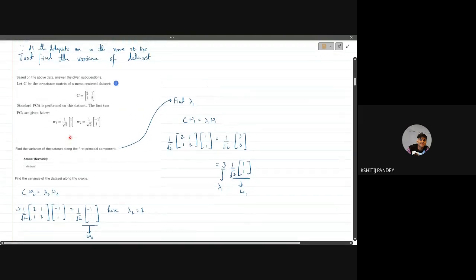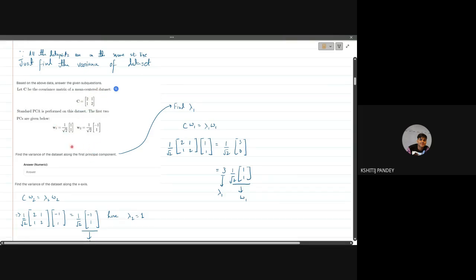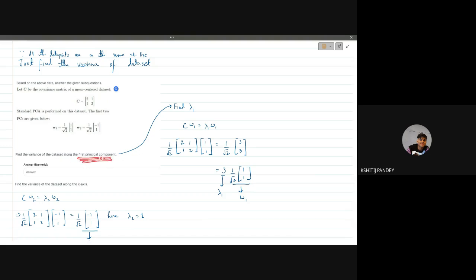In this question we are given the covariance matrix and W1, W2. We have to find the variance of the data set along the first principal component. So what is the first principal component? It is the eigenvector corresponding to the largest eigenvalue. And what is the variance along that direction? It is the eigenvalue, right? So here we just have to find the eigenvalue of the covariance matrix.